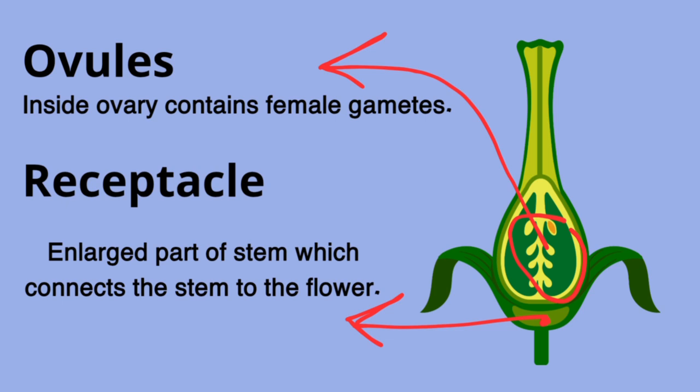And the last part is receptacle. It is the enlarged part of the stem, which connects the stem to the flower.